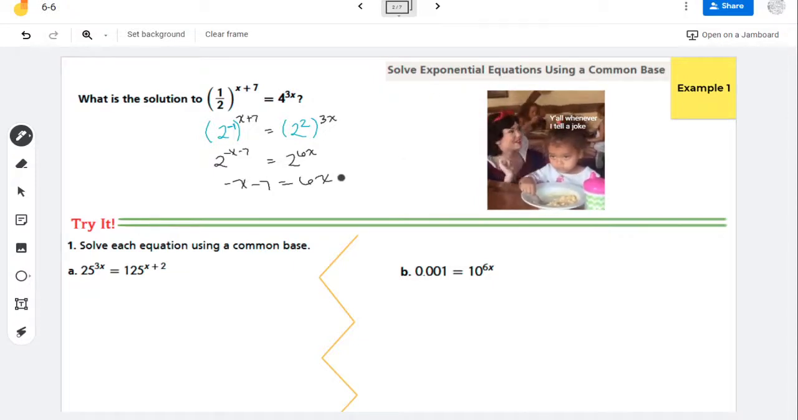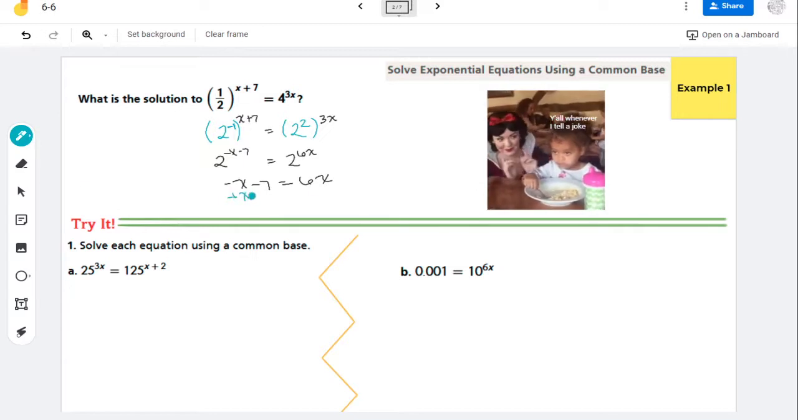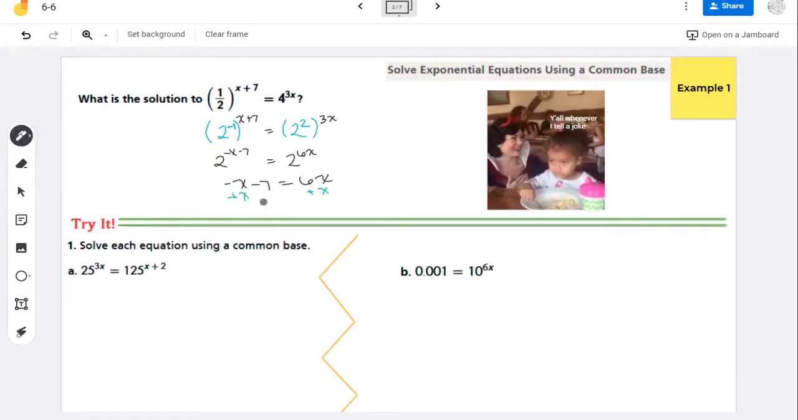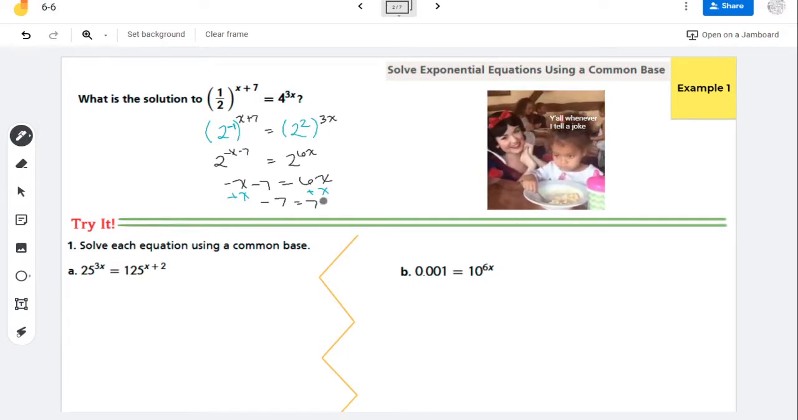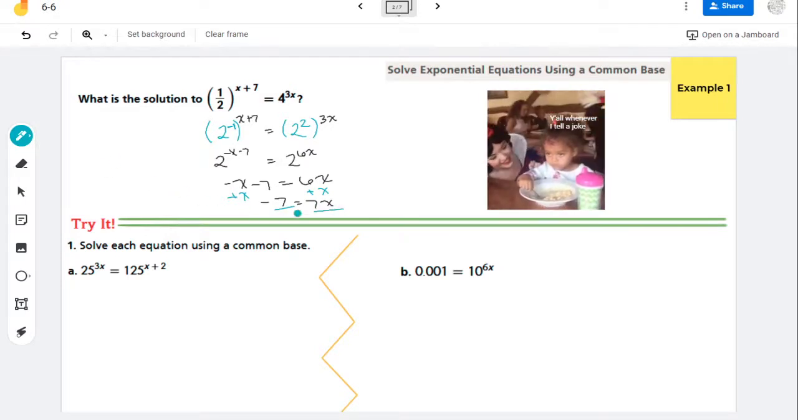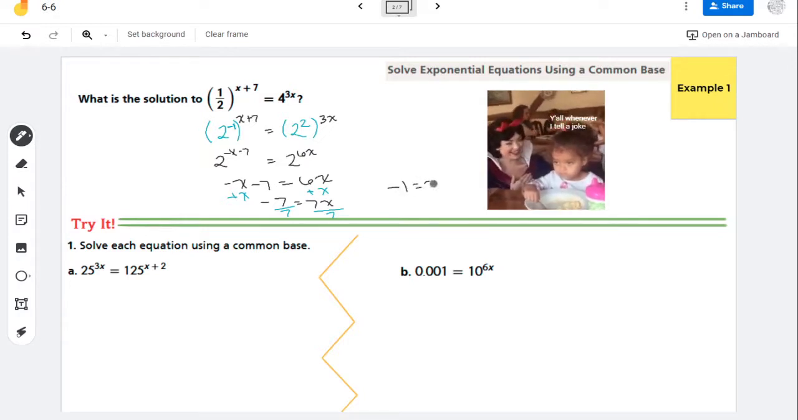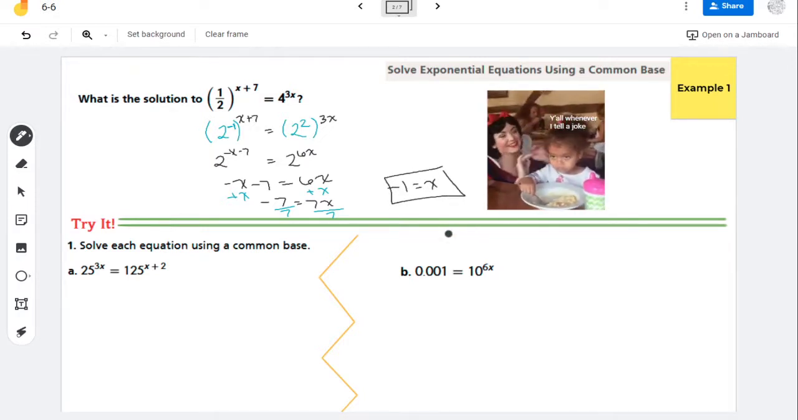And now it's all about solving for x. So here I'm going to add x to each side. So I get that -7 is equal to 7x. And I'm going to divide by 7 and run out of room because I planned poorly. So when I divide by 7, I get that -1 is equal to x.